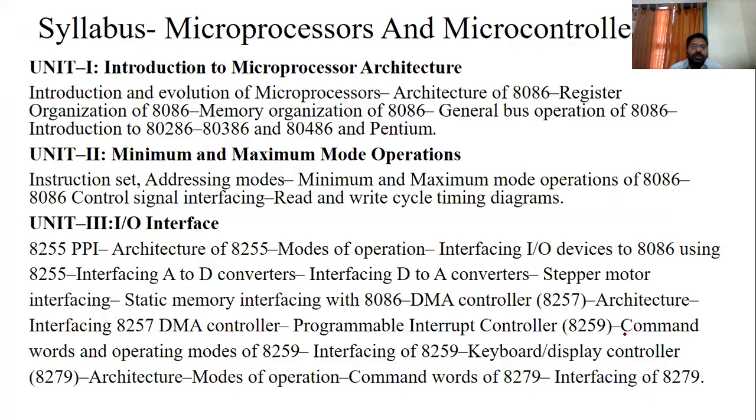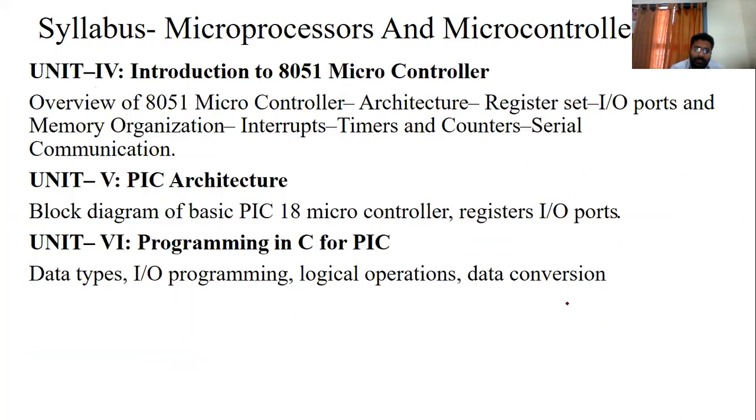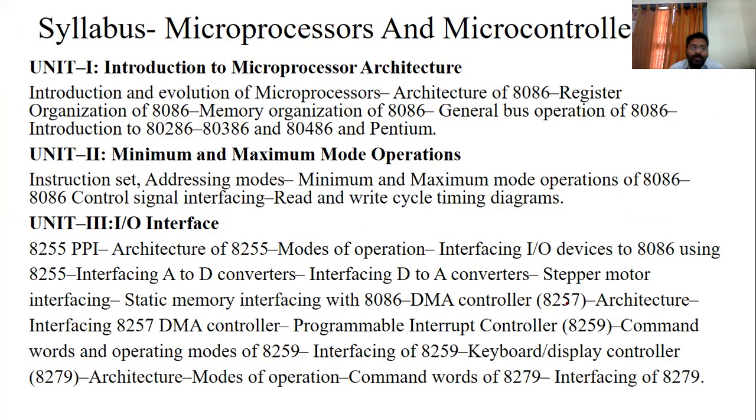Now we can see a brief syllabus. We have 6 units in the syllabus. Unit 1 introduces what a microprocessor is and what the architecture of the microprocessor is, then what the use of this microprocessor is, and how the microprocessor works.